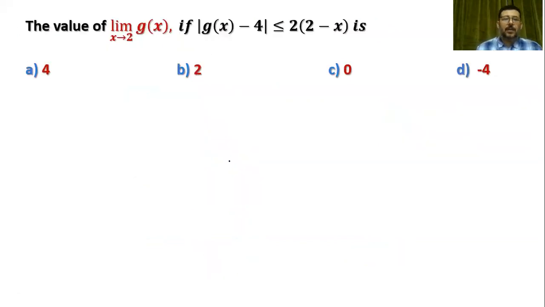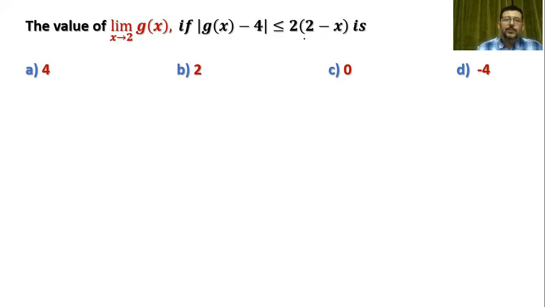Next question. The value of the limit of g of x as x approaches 2, if the absolute value of g of x minus 4 is less than or equal to 2 times 2 minus x, is 4 or 2 or 0 or negative 4.